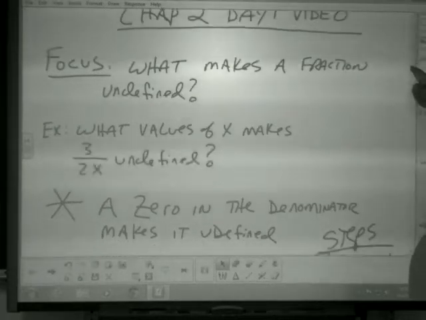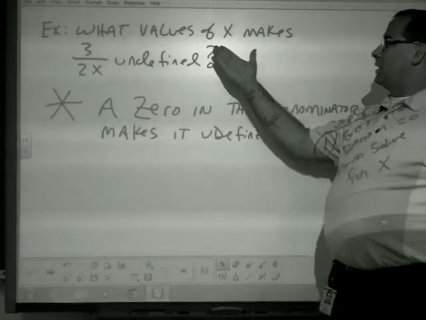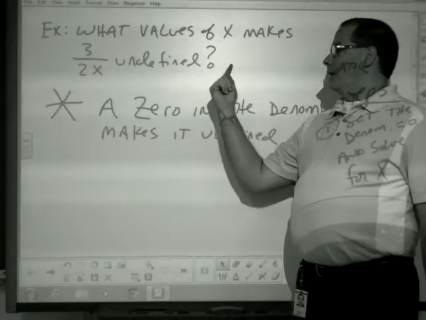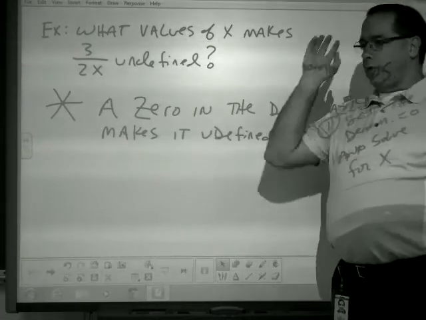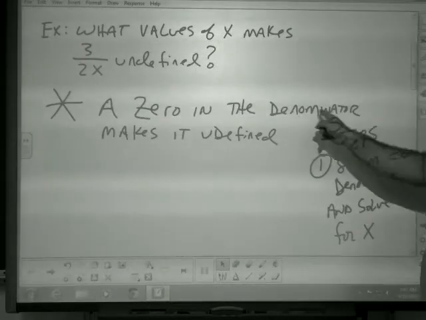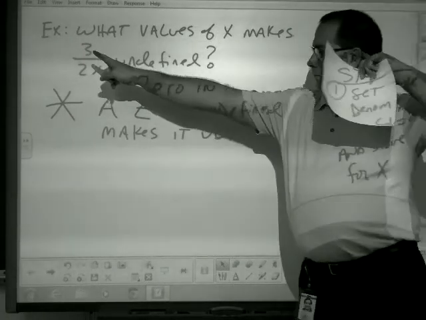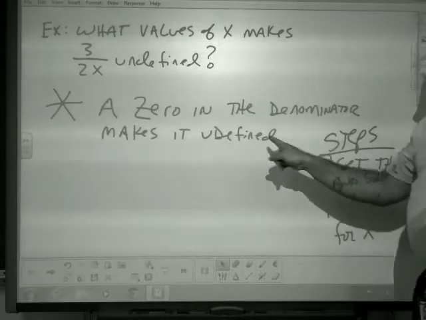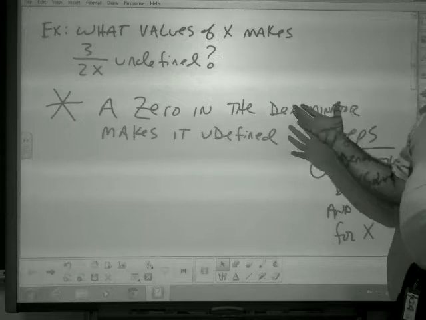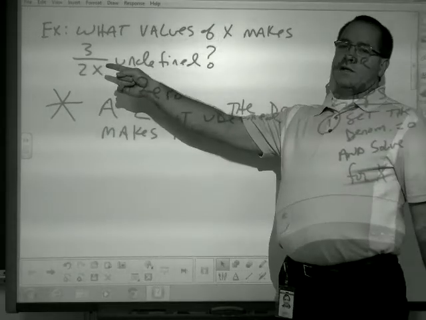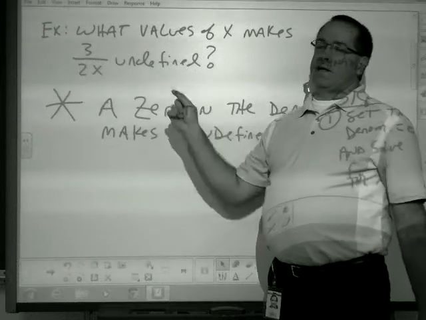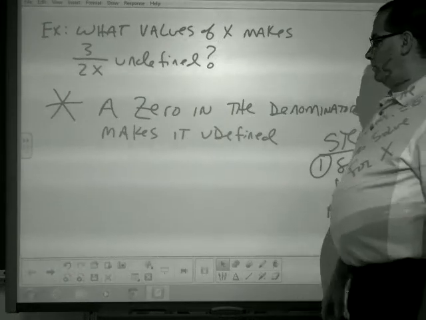For example, a question on your test might say, what values of x make this expression 3 over 2x undefined? And here's the key piece that you have to keep in mind. A 0 in the denominator, so in the bottom, makes it undefined. And so whatever we put in for x that causes the bottom to be 0, those values of x are what make it undefined.